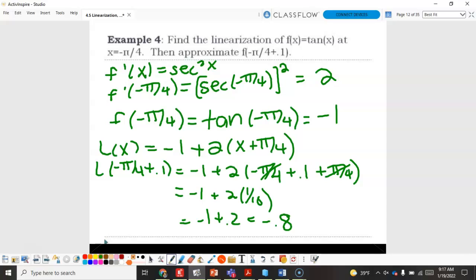All right, so that approximation, what we are saying is that the tangent at negative pi fourths plus 0.1 is negative 0.8.